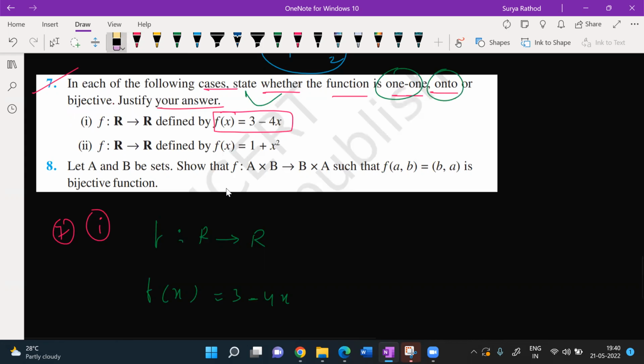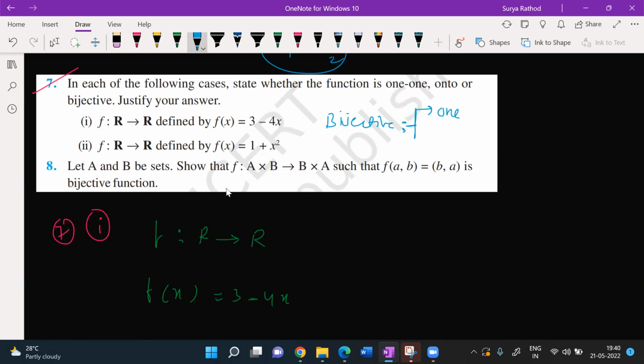Sir, I have a doubt here. What is a bijective function? Yes, a bijective function is nothing but, let me write here: you call a function bijective if and only if it is one-one and onto. It must be both. Then only you call a particular function bijective.